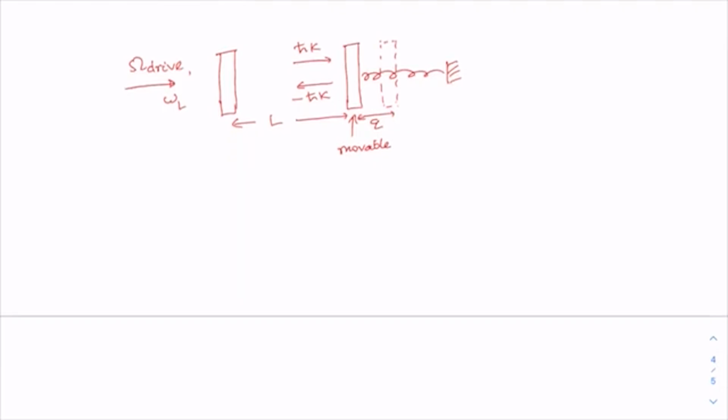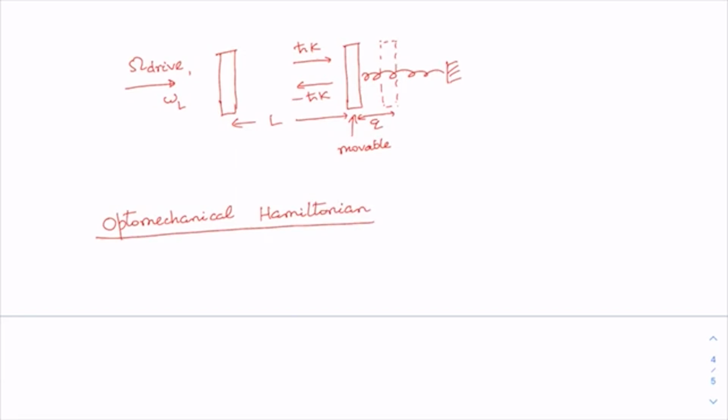Now let me talk about the optomechanical Hamiltonian. In an earlier class we actually guessed it, but let us do it more formally now, and we'll do it in somewhat more detail. So let us now write down the optomechanical quantum Hamiltonian.